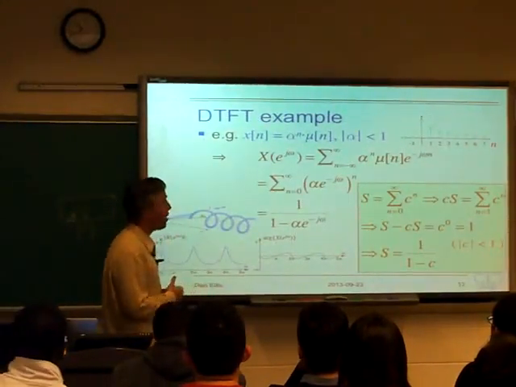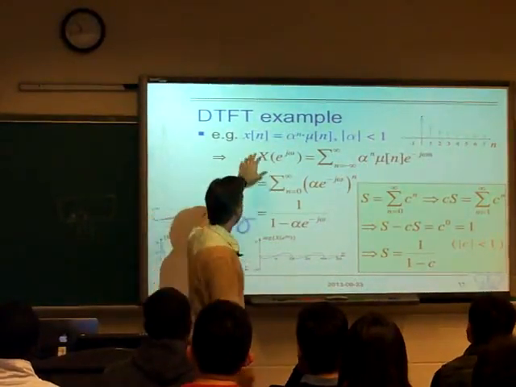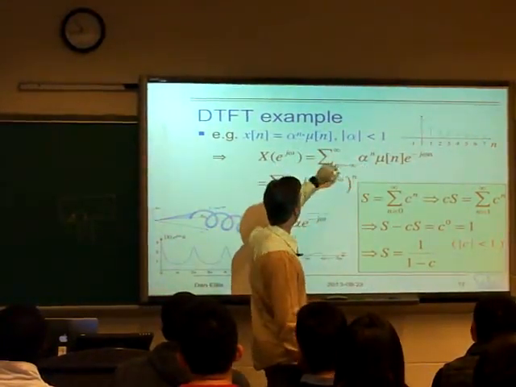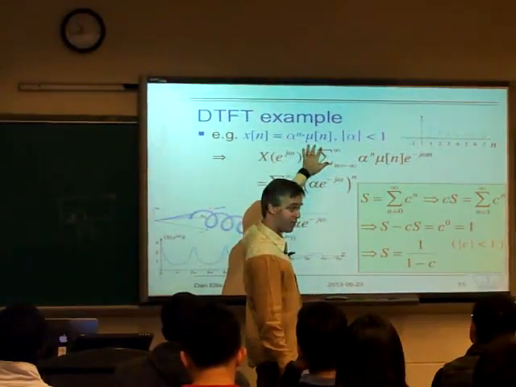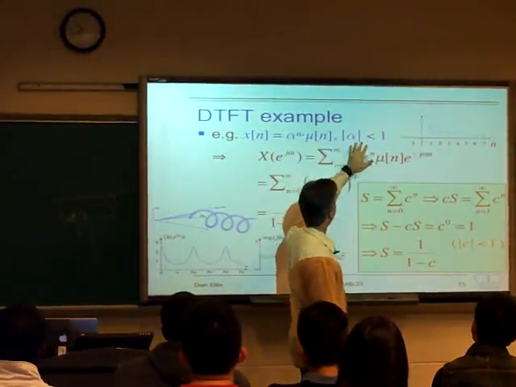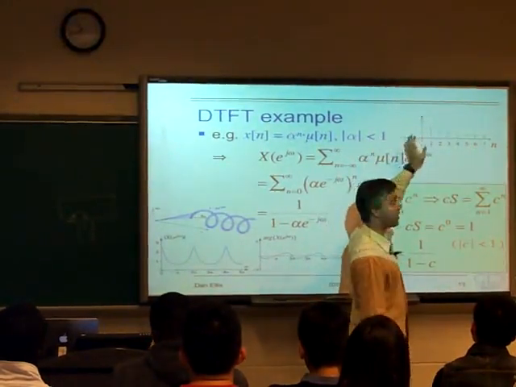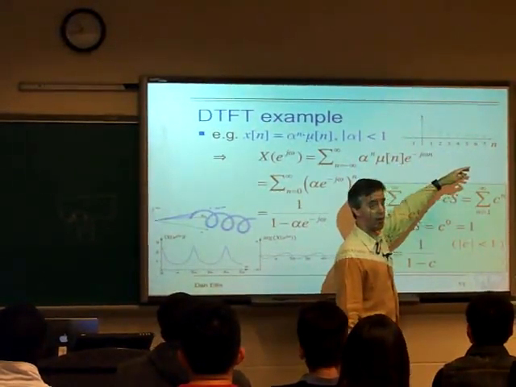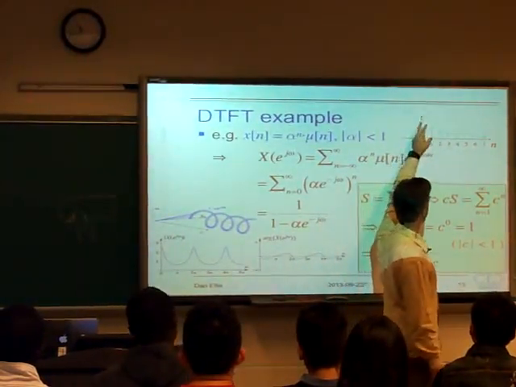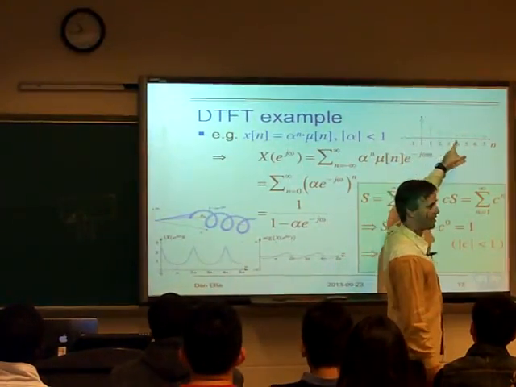So let's jump right in to try and work out the DTFT for a particular signal. Here's our signal. Let's say x of n is alpha to the n times mu of n, for magnitude of alpha smaller than 1. Mu of n is the step function. So it's alpha to the n, which for alpha less than 1 is a decaying exponential sequence, times mu of n, meaning it's only non-zero for non-negative n. If alpha were 0.6, then it would be 0, 0, 0, then 1, 0.6, 0.36, 0.216, etc.